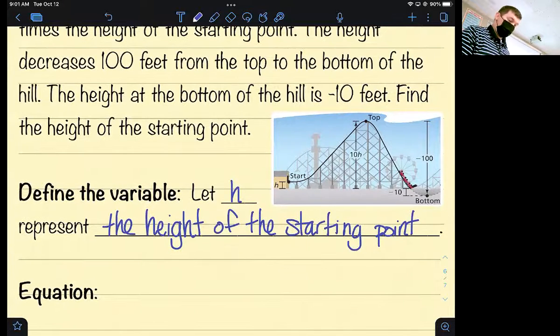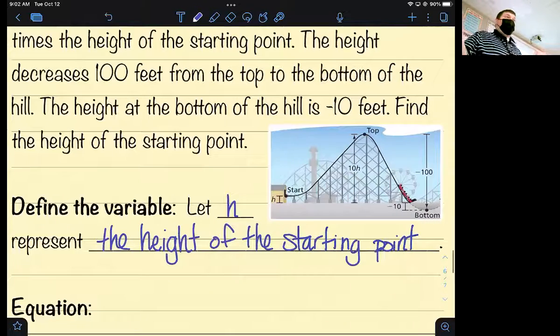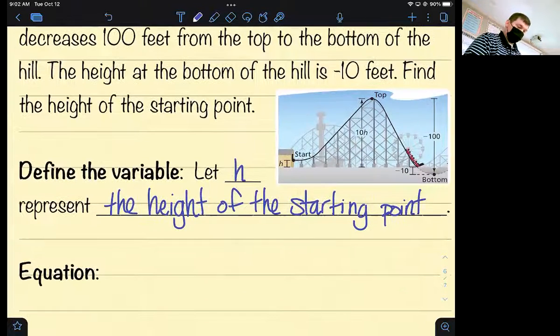So we're at the top of the hill. How high up in the air are we at the top of the hill? What's our number for the top of the hill? 10H. We don't know how tall it is. We can find out here in a second though.